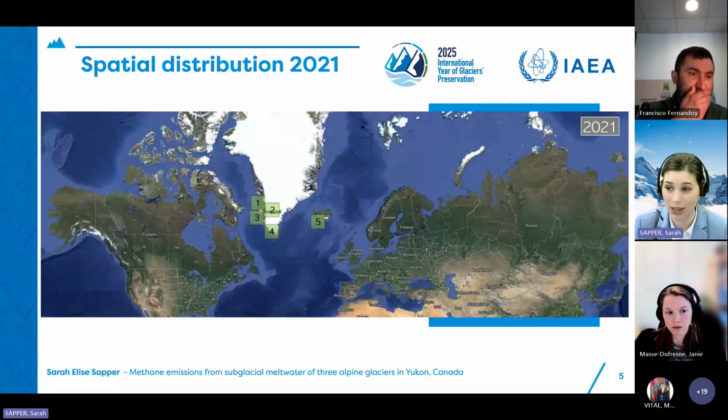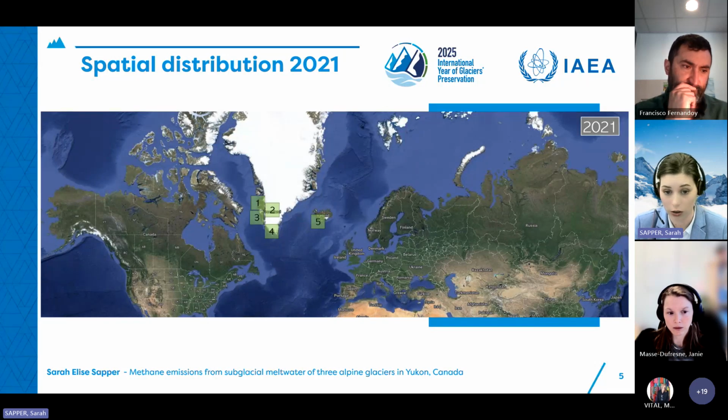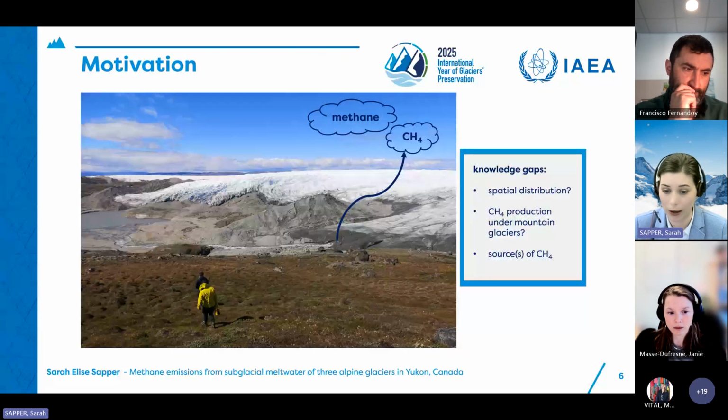Where is all of this happening? When I first planned this study back in 2021, we were only aware of 5 sites where subglacial methane emissions are occurring, 4 of them from the Greenland ice sheet and 1 from a glacier in Iceland. So there was very little empirical data about the spatial occurrence. The motivation behind this project really was to find out where else it is happening. Is it mainly happening under the large ice sheets, or can we also find it underneath smaller mountain glaciers? And if we can find it, in this case specifically in the Yukon, then what is the source of the methane there?